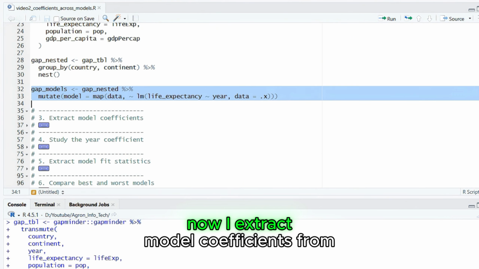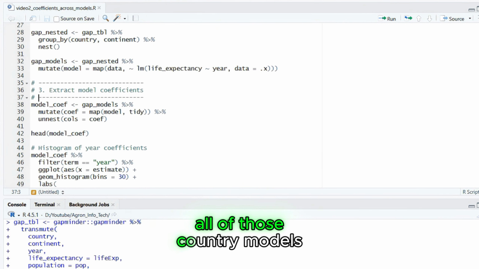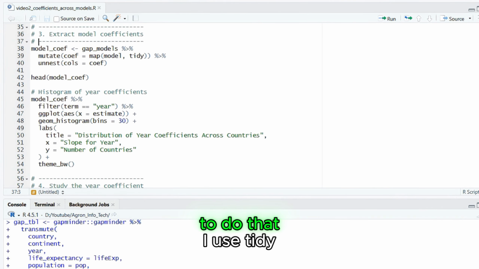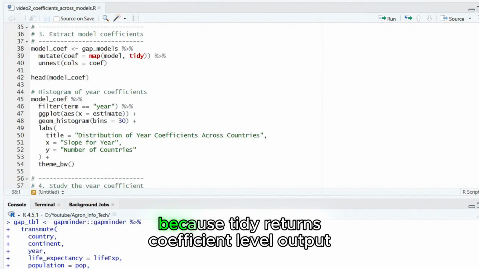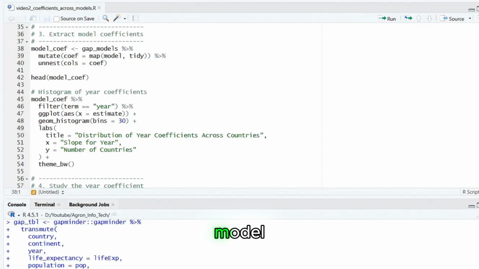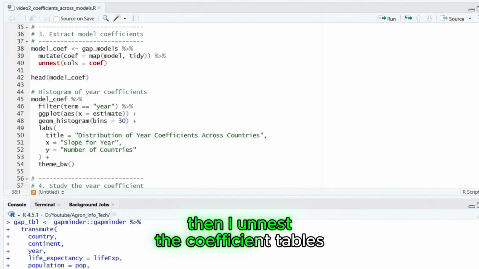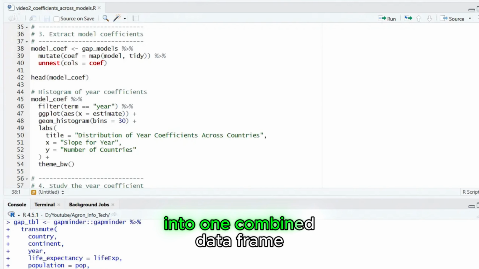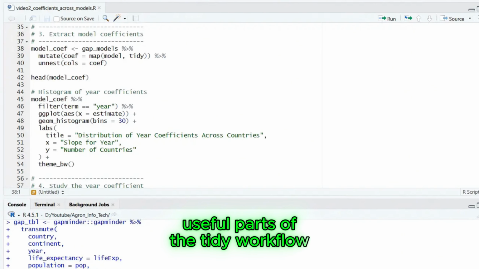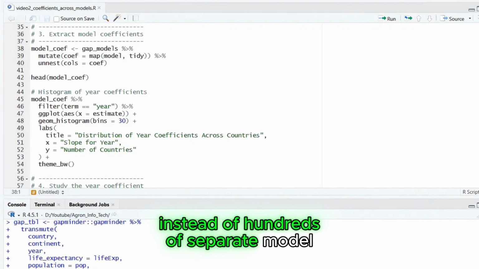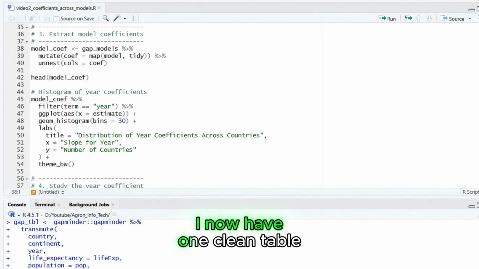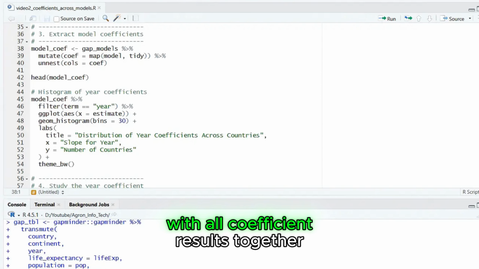Now I extract model coefficients from all of those country models. To do that, I use tidy inside map because tidy returns coefficient level output as a small tibble for each model. Then I unnest the coefficient tables into one combined data frame. This is one of the most useful parts of the tidy workflow. Instead of hundreds of separate model summaries, I now have one clean table with all coefficient results together.